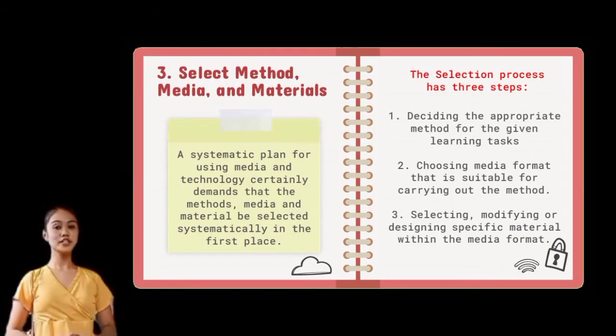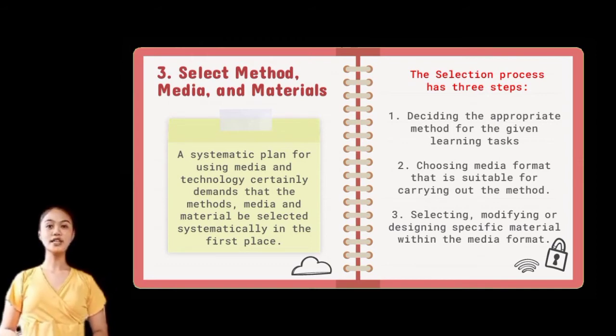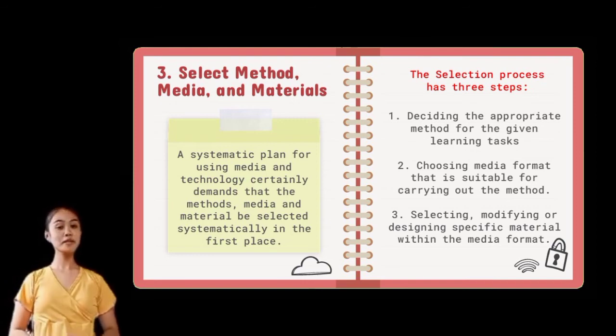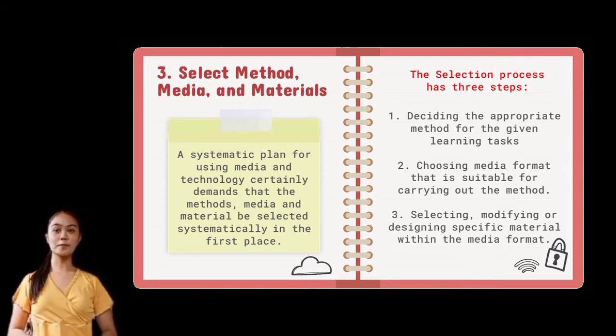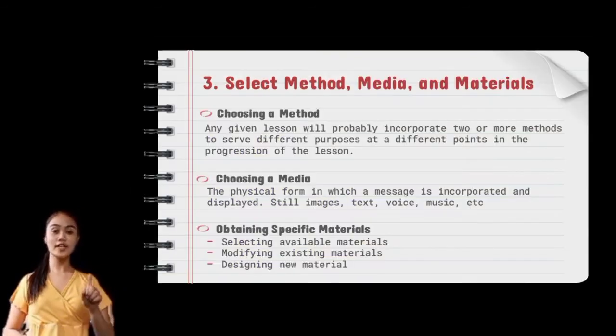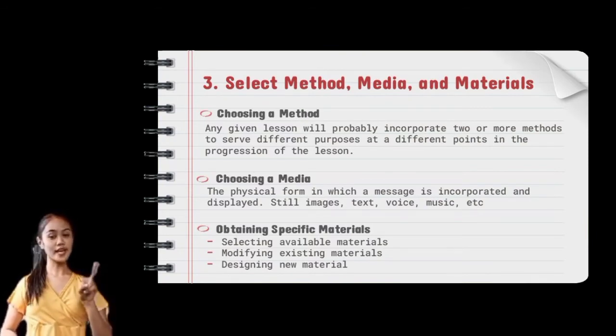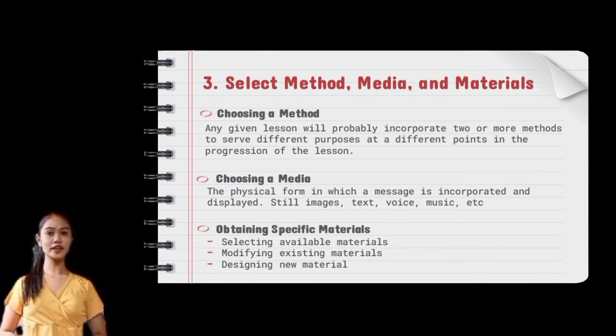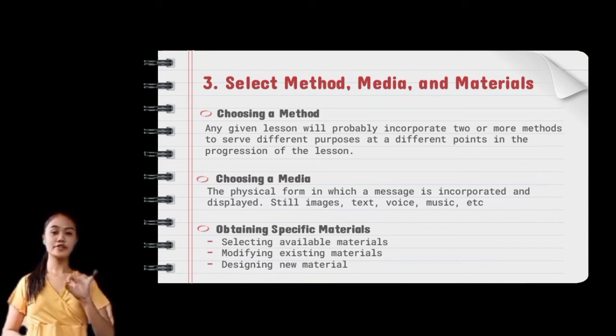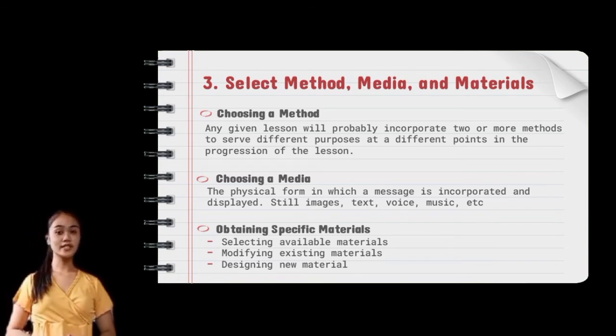Select method, media, and materials. A systematic plan using media and technology certainly demands that the method, media, and materials be selected systematically in the first place. The selection process has 3 steps. First is deciding the appropriate method for the given learning task. Second is choosing a media format that is suitable for carrying out the method. And the third is selecting, modifying, or designing a specific material within the media format.